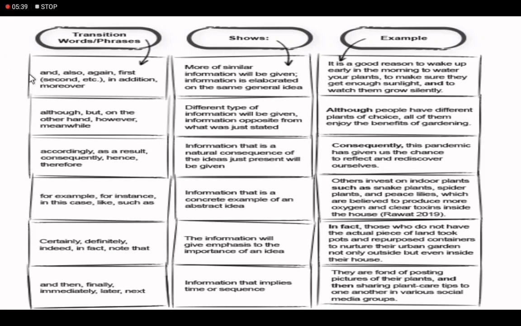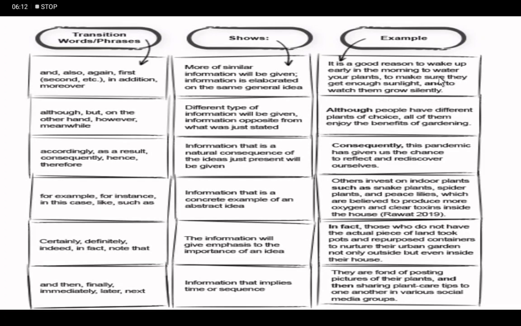So let's begin with this row. These are the transition words and phrases: and also, again, first, in addition, and moreover. What does it show? More or similar information will be given. Information is elaborated on the same general idea. Here's an example. It is a good reason to wake up early in the morning, to water your plants, to make sure they get enough sunlight, and to watch them grow silently.